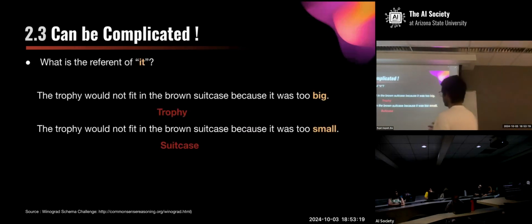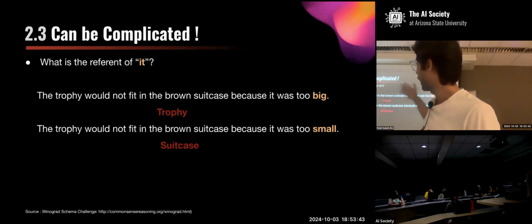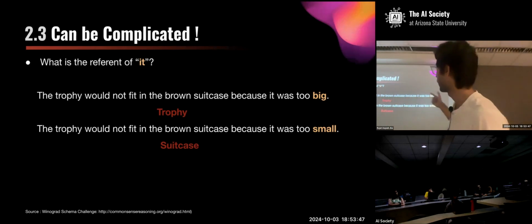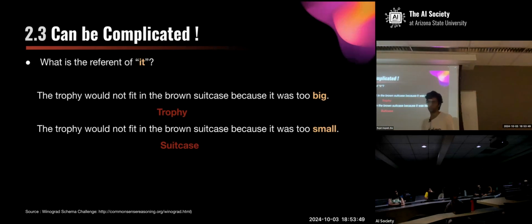And there are other difficulties too. Natural language is full of ambiguity. For example, in this sentence, the trophy would not fit in the brown suitcase because it was too big. So what is it here? It is referring to the trophy. In the second example, it is referring to the suitcase. So the language model needs to have a semantic understanding of each word here.